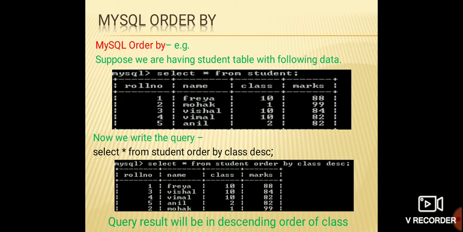If you want to display the data in descending order, then you have to specify it by writing the keyword DESC, as mentioned in the example you can see here. Here also I have used the same example. Select asterisk from student, and all the parameters you can see here, like roll number, name, class, marks. I want to display it according to class, in descending format. So you can see here roll number, name, class. Class is being displayed in descending order: class 10th is displayed first, then class 2, and then class 1. According to that the query will be output.